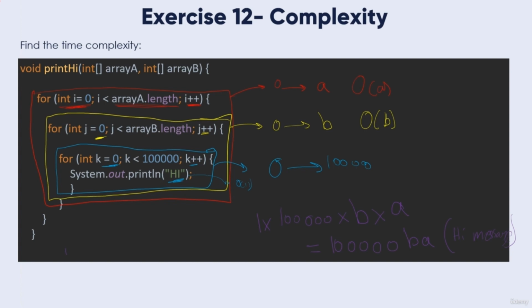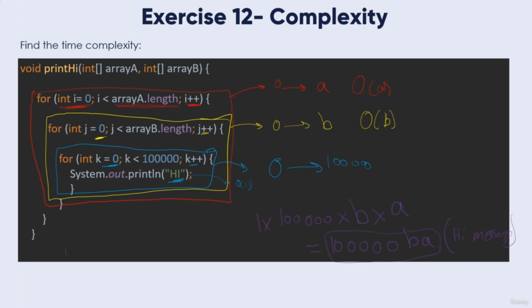Therefore, we have 100,000 B times A. If B equals 1 and A equals 1, it would be executed 100,000 times. If B equals 10 and A equals 1, it would be executed 1,000,000 times. So the number of executions depends on the values of B and A. But this is one term.